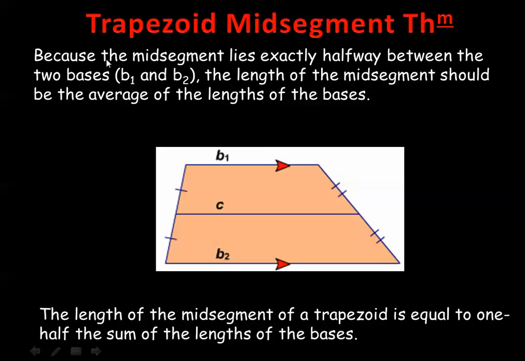Because the midsegment lies exactly halfway between the two bases, and we shorten them, we call them, instead of base and base, we call them base 1 and base 2. The length of the midsegment should be the average of the lengths of the bases. You remember how to do an average. I'm going to take B1 plus B2 equals, and then whatever it equals, I divide by 2, and ta-da, I have an average. So the length of the midsegment of a trapezoid is equal to 1/2 the sum of the lengths of the bases. And we're going to see that written out, I bet.